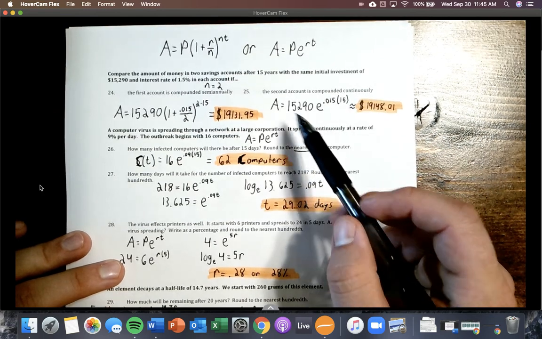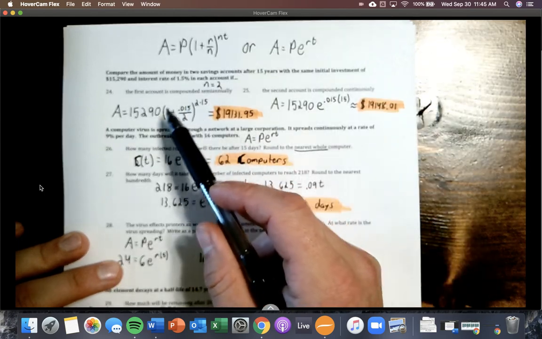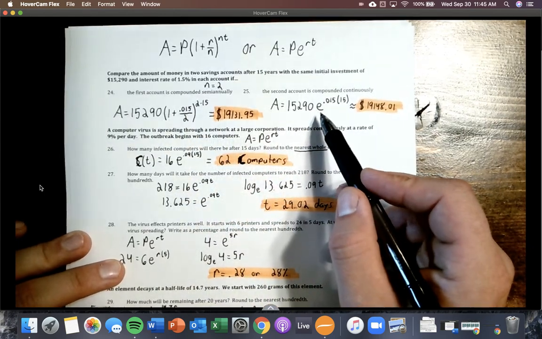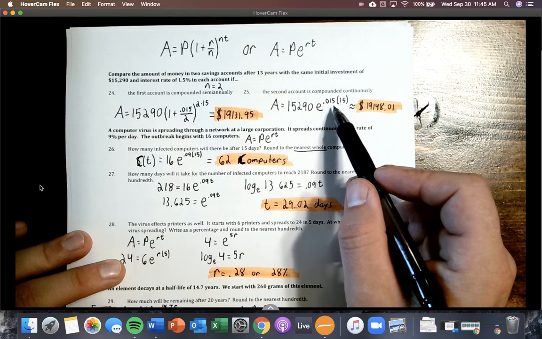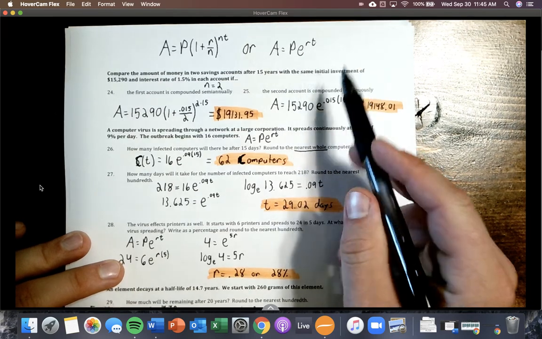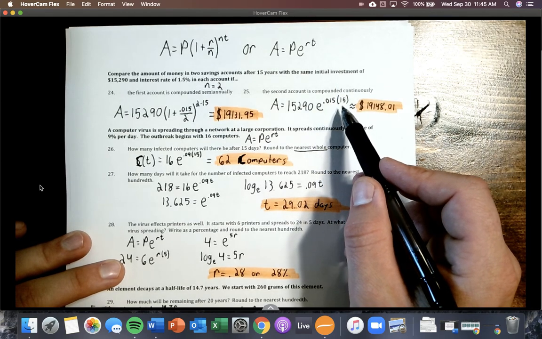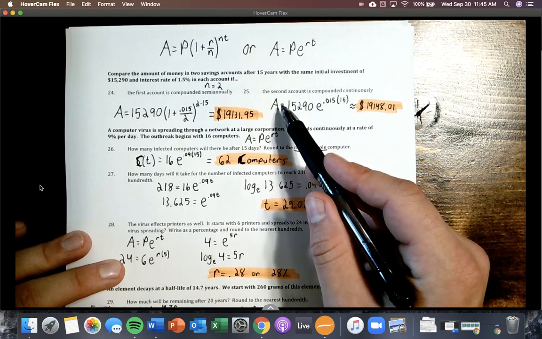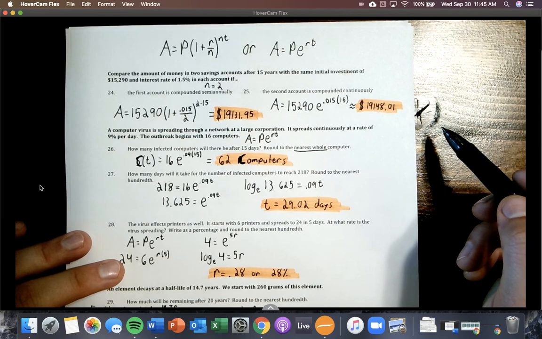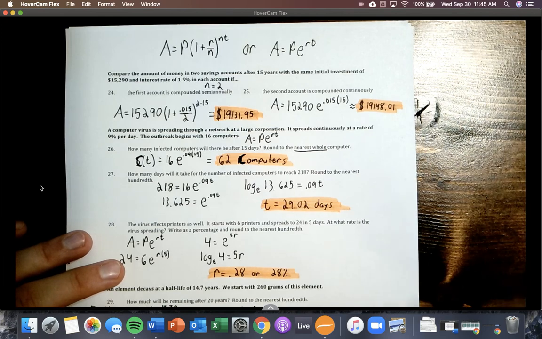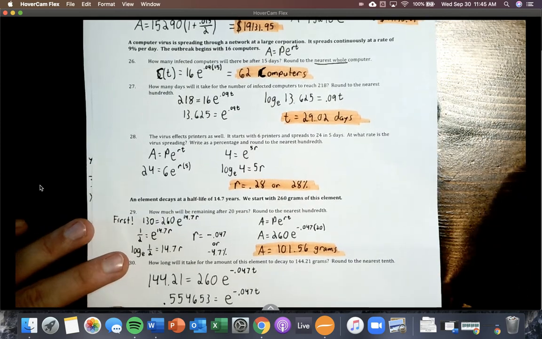Now, what about if it's compounded continuously? Well, the values that we're plugging in don't really change. The only difference is instead of using this, we're using e, and then we're raising that to the r times t. So the rate is 0.015, and the time is 15 years. We can just plug that into our calculator, and we get $19,148.01.